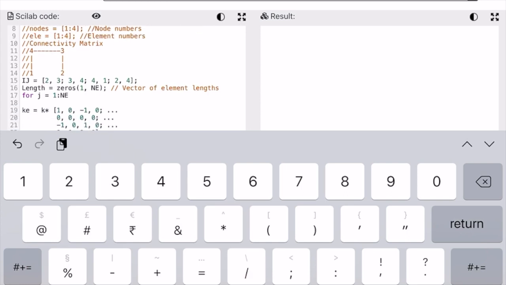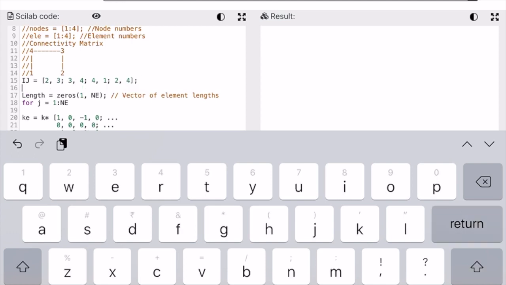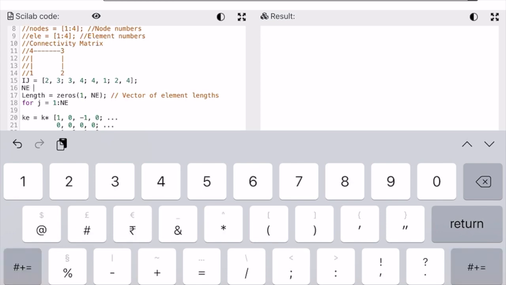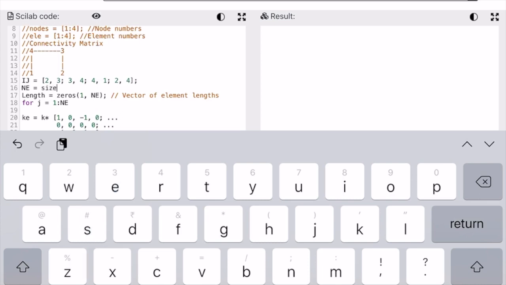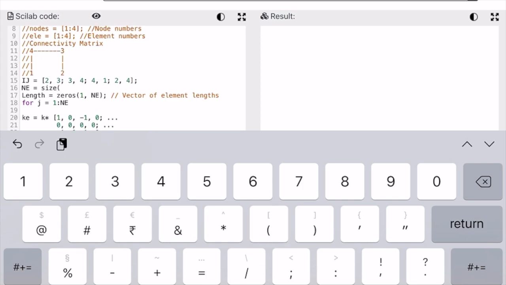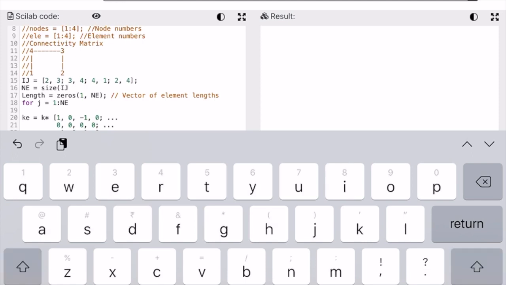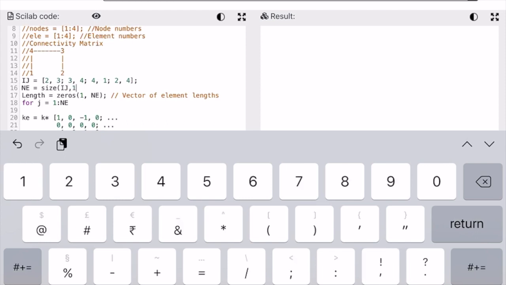Now the ij matrix is given, and this tells us how the elements are connected, and from here we can find out number of elements. So NE will be equal to size of ij, and again the number of rows will indicate the number of elements. So this is how we can get it. So ij and the number of rows will give us the number of elements, okay. So we have that.